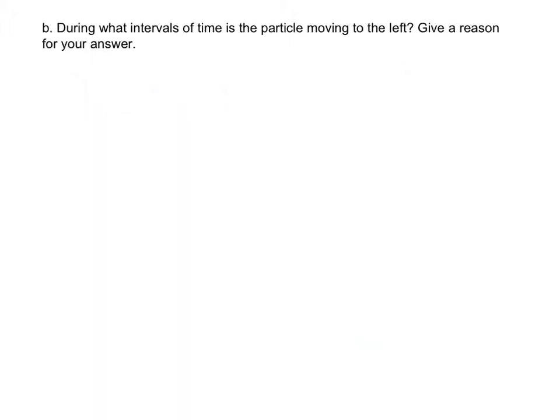Part B. During what intervals of time is the particle moving to the left? Give a reason for your answer. The particle would be moving to the left when the velocity of the particle is negative. So you set up an equation based on that. The velocity of the particle would have to be less than 0.